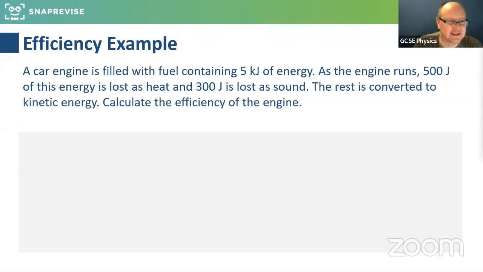Okay, so let's look at the efficiency example of a car engine. A car engine is filled with fuel containing 5 kilojoules of energy. And as the engine runs, 500 joules of the energy is lost as heat and 300 joules is lost as sound. The rest is converted to kinetic energy, which is, of course, our useful output from an engine.